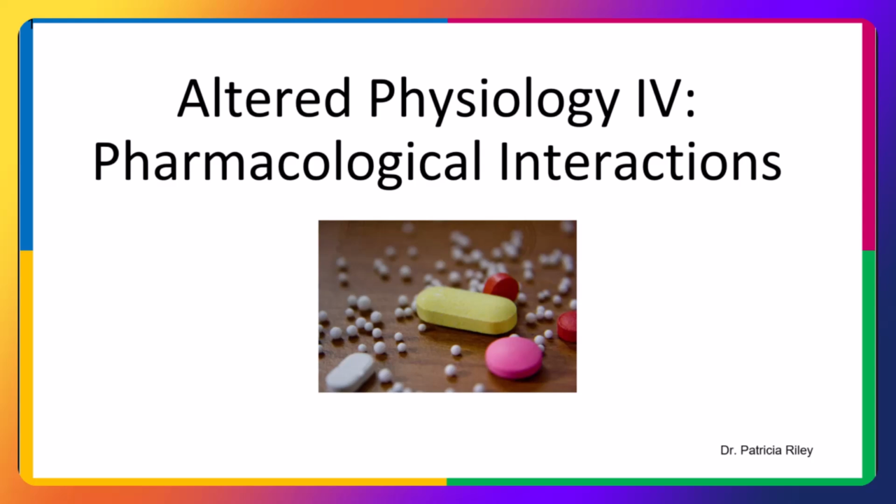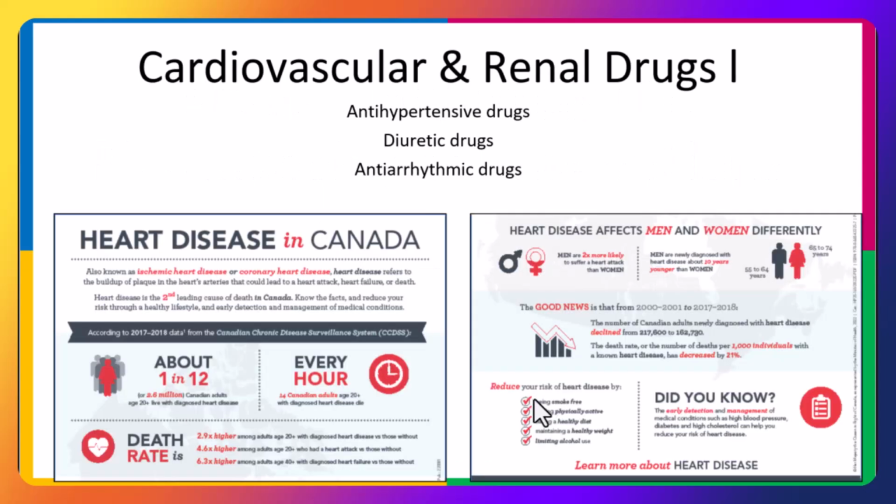Hello, in today's online lecture for pharmacological interactions, we're going to be looking at both cardiovascular and renal drugs. The reason these are grouped together is because, as you'll see, conditions related to the cardiovascular system that are treated with drugs often target the kidneys. We'll look at antihypertensive drugs, diuretic drugs, and antiarrhythmic drugs.